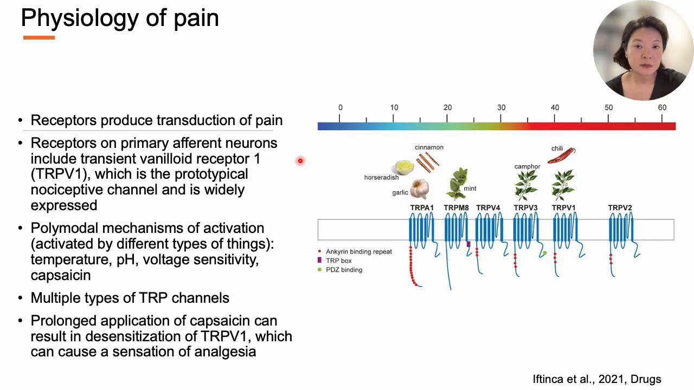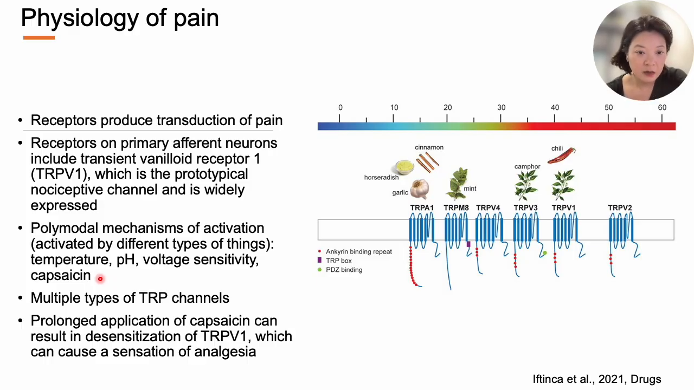So what are the actual receptors that cause primary afferent fiber activation? The receptors are numerous, but the prototypical receptor that is taught for pain transmission is the transient receptor potential vanilloid 1, or TRPV1. Now, there are multiple types of TRP receptors as illustrated here, and these receptors are polymodal, which means that they can be activated in response to many different types of things, including temperature changes, pH changes or protons, voltage sensitivities, as well as environmental factors.